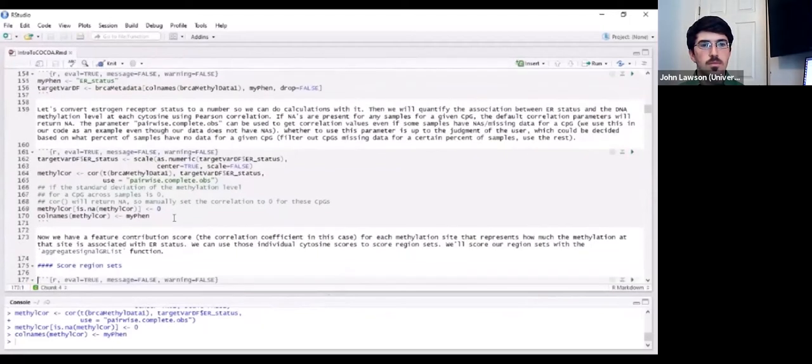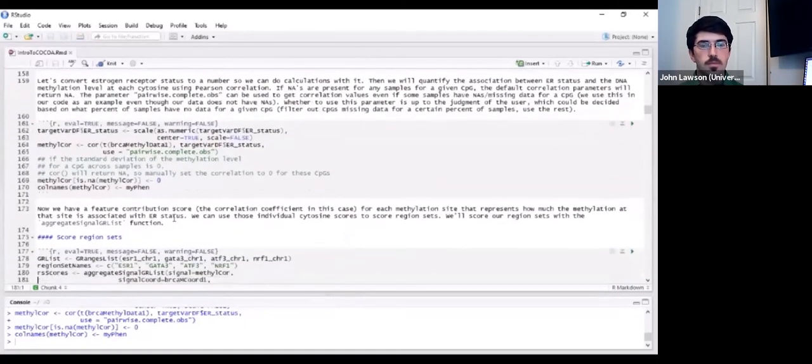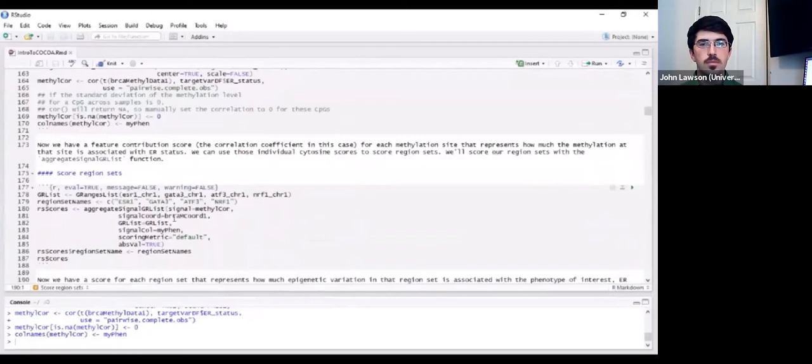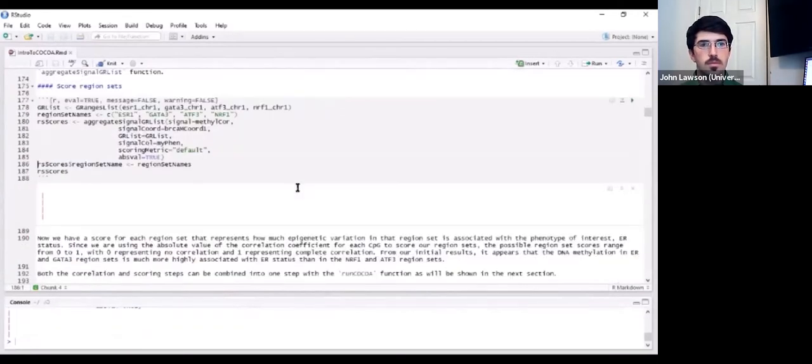If you remember the presentation, we assigned a score to each locus, our feature contribution score, which in this case is the correlation coefficient. We're going to aggregate those individual locus scores to score each region set in our database, and that's what we'll do now. We're going to take the absolute value, which allows the DNA methylation to be positively or negatively correlated with estrogen receptor status. In this case, we don't really care.